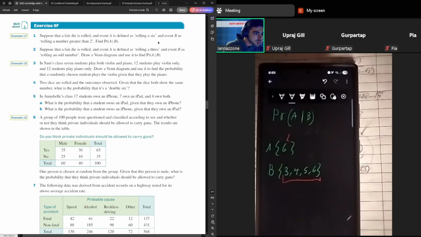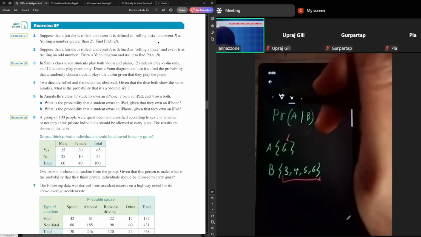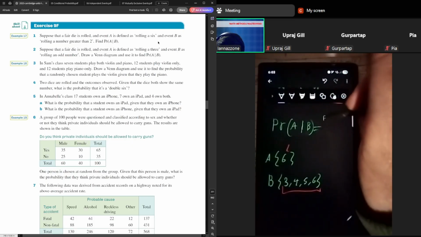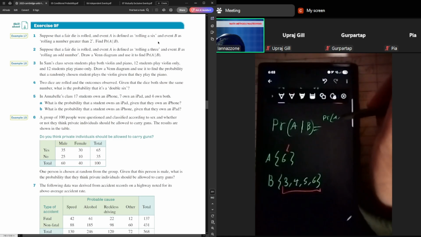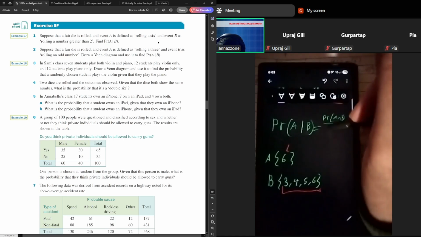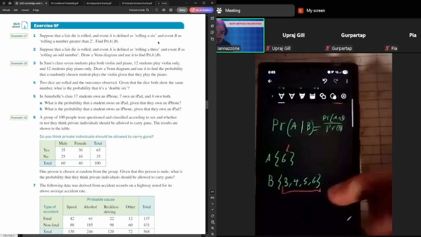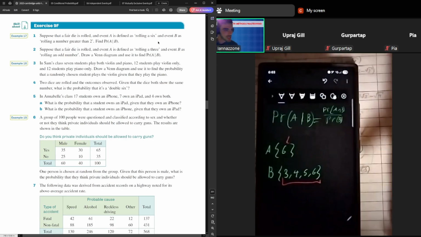There was also the possibility of doing the conditional probability formula, although that would probably be a bit heavyweight, where you find the intersection of the two, so probability A intersect B, and then divide that by the probability of B. But that's probably a bit much for the scenario we have.